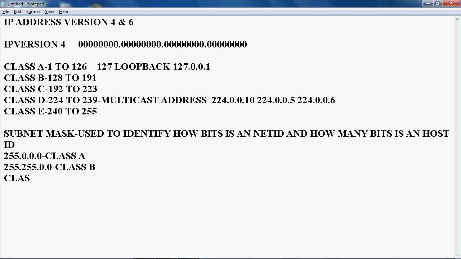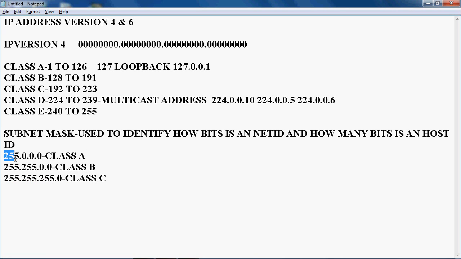For example, class C, the default subnet mask is 255.255.255.0. That means the first 3 octets should be a constant and the last octet should be the host ID. So the first 3 octets are the net ID, so if it is net ID it should be a constant; it cannot be changed. So the last octet should be changing randomly.